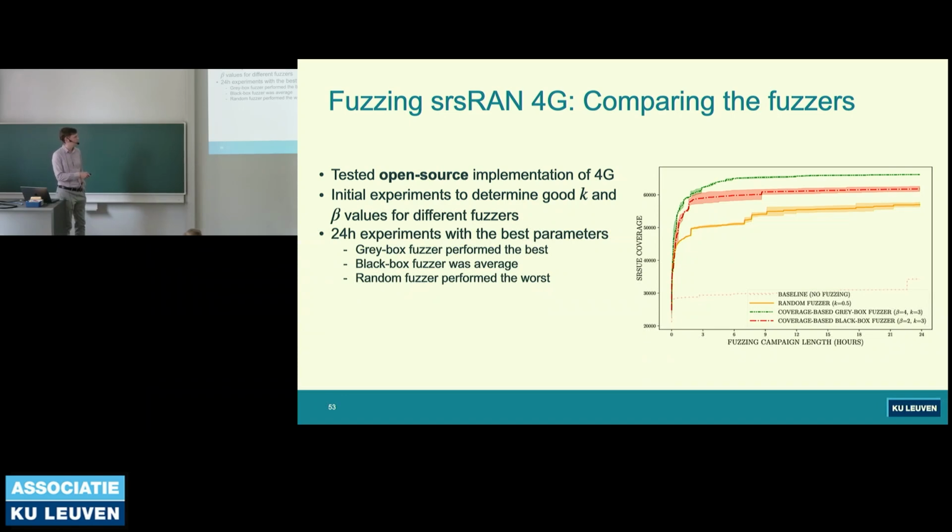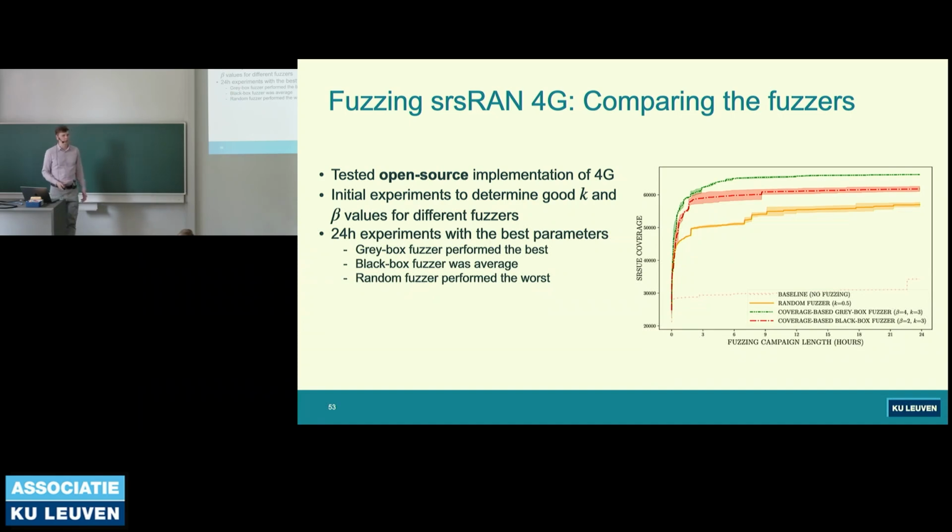And here you also see the baseline, what happens if there is absolutely no fuzzing. And you can see that the best performing fuzzer was the coverage-based gray box, which is logical because there you extract the coverage information directly from the system under test. Then the black box fuzzer was in the middle, the average. There we still use some coverage information, but we approximate it from the protocol stack implementation. And then the random fuzzer performs the worst.